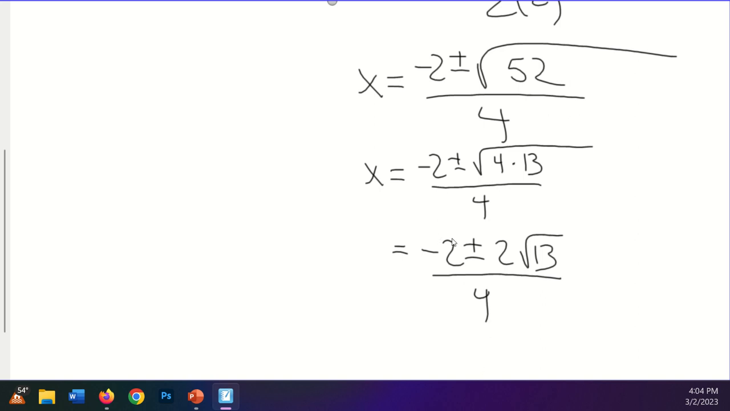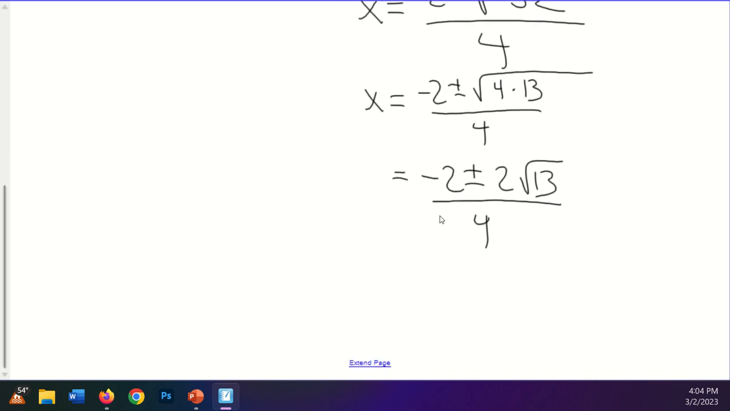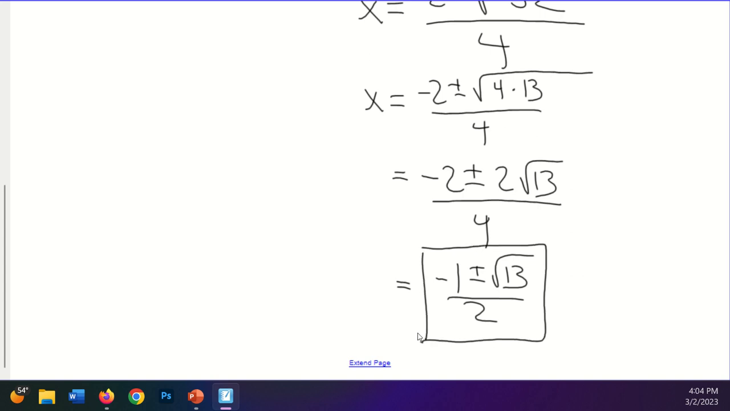Now I look, I have 3 terms. All of them are even, so I can factor out a 2 from each of those, and that'll give me negative 1 plus or minus the square root of 13, all over 2. And since 13 is prime and there's nothing else that cancels, this is going to be my final answer.